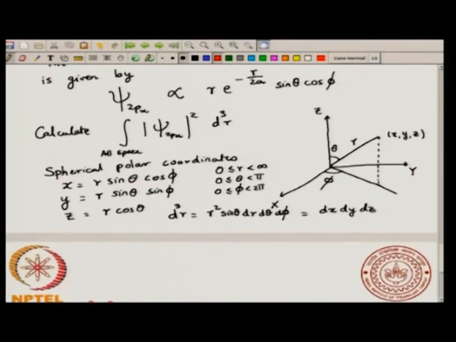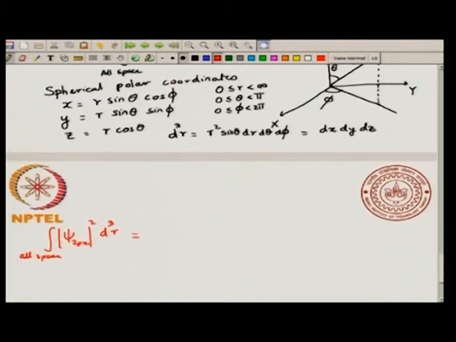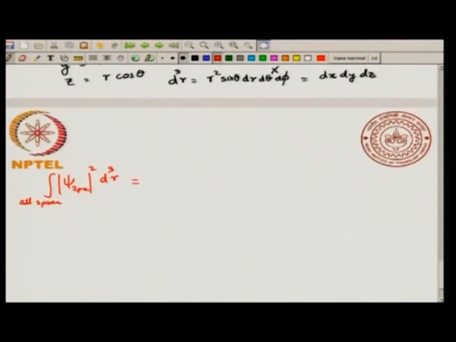So, let us just go and copy it down. When you square this, you will get r square e to the minus 2r by a0, so you have r square e to the minus r by a. I will put the limits in a bit. So, r goes from 0 to infinity, theta goes from 0 to pi, and phi goes from 0 to 2 pi.